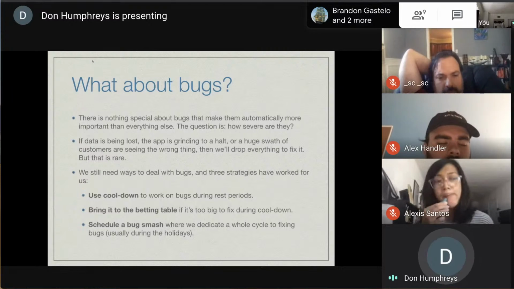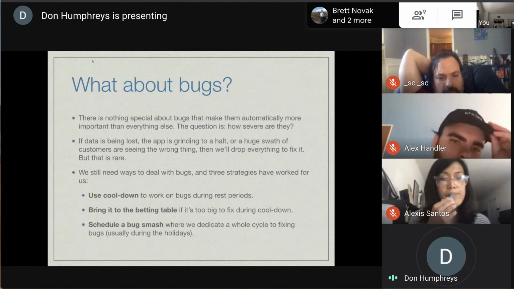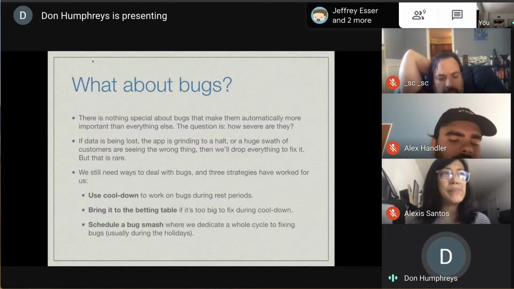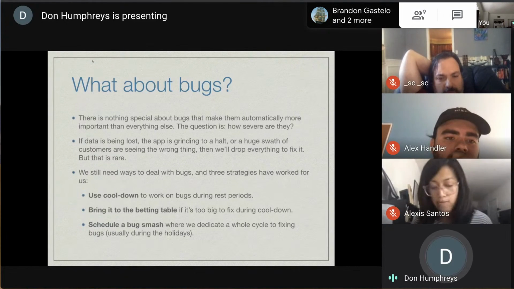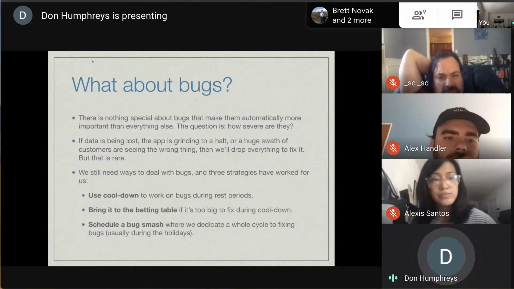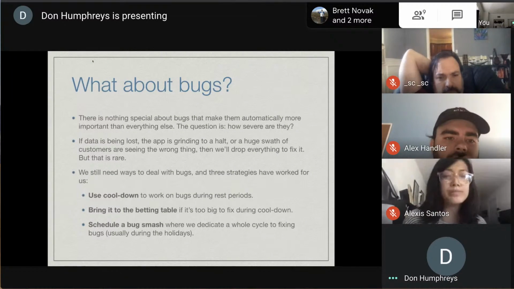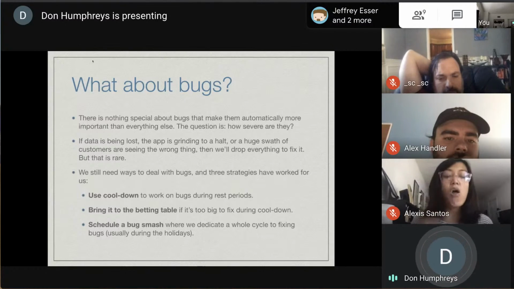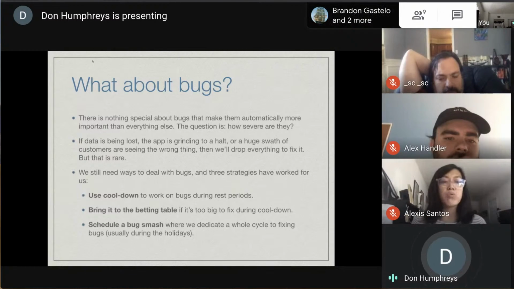Another idea is to bring it to the betting table. So if it's a huge bug and it's not going to be able to be fixed during the cooldown, you could actually pitch it as a project. And maybe it's only 2 weeks and it can be given to a small batch team. But the point is, if it's bigger than the time you can allot during cooldown, then it has to go to the betting table. And the third is scheduling a bug smash, which is where we dedicate an entire cycle to fixing various bugs. And they mentioned that they usually do this during the holidays.